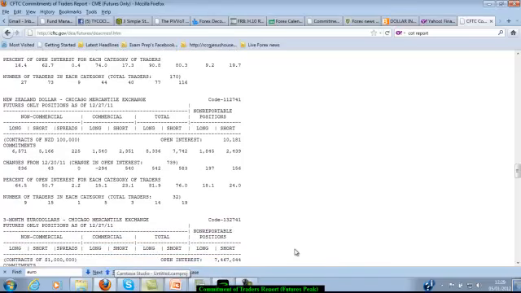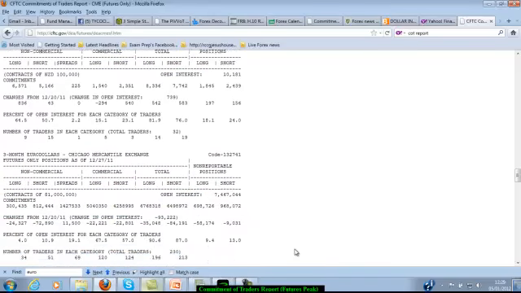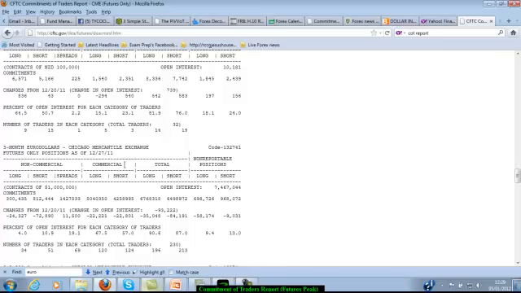That's where you are. Now under here you will see the non-commercial and the commercial. We are looking at the non-commercial. Our concentration will be on the non-commercial. Under non-commercial you see long, short, spreads, so our focus will be on long and short. How many non-commercial traders are long on the euro? Check here. Contracts of $1 million commitments. How many are long? 300,435 are long, and short 802,444.